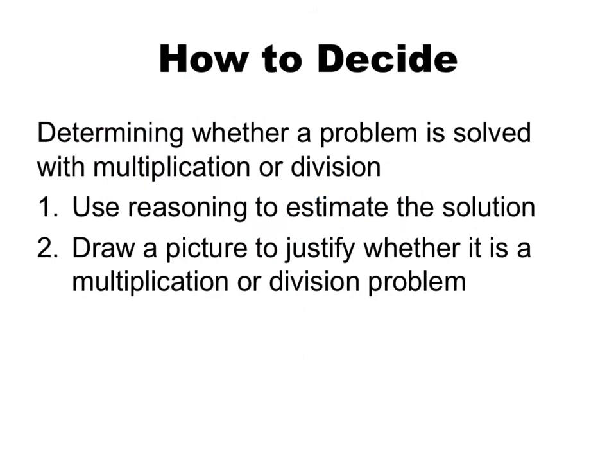So here's a couple of general guidelines or steps that we can use to determine whether a problem is solved with multiplication or division. So first step is to just try to estimate the solution using some basic reasoning. Just take a step back and look at the problem. Maybe ask yourself, should the answer be greater than 1? Should it be less than 1? Just maybe what might be a reasonable solution to this problem. And that might give you some indications as to whether the problem is solved by multiplication or division.